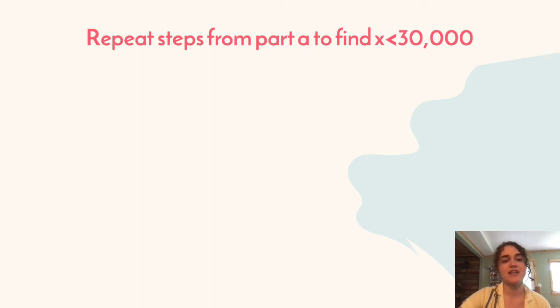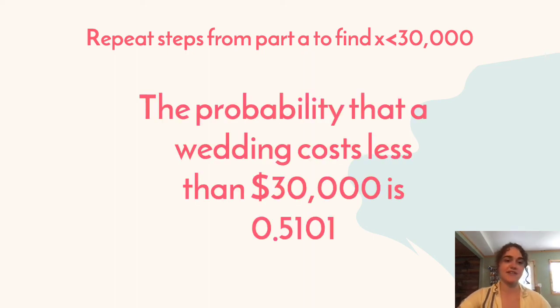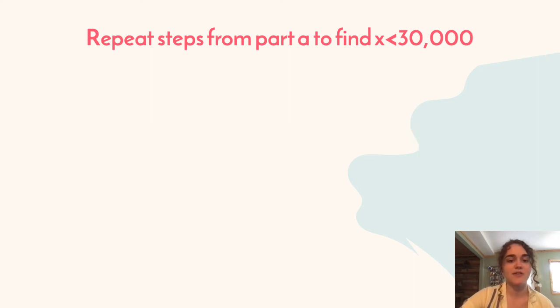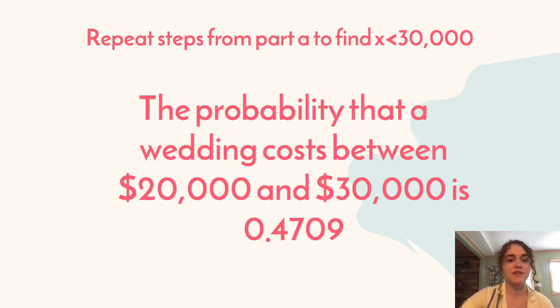in order to find everywhere that x is less than $30,000. So that gives us a probability of 0.5101 for everywhere that a wedding costs less than $30,000. So next we need to subtract from that our already found value of x less than $20,000 in order to give us a final probability of 0.4709 for a wedding that costs between $20,000 and $30,000.